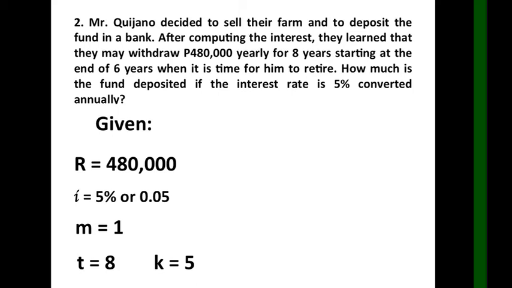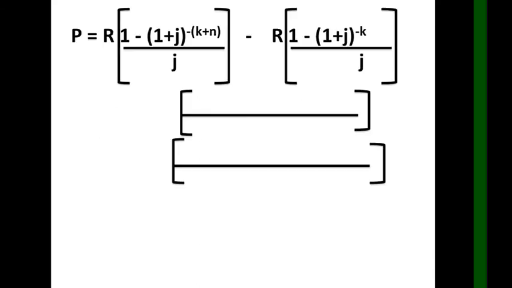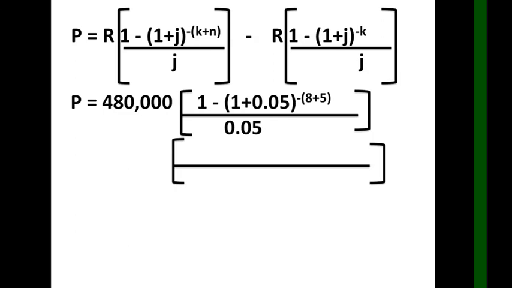Again, we will count 6 numbers on our hands, right? So, we will start at 0, 0, 1, 2, 3, 4, and 5. So, we have 5 periods of deferral. The N is equal to 8. For the J, 0.05 divided by 1, and that is equal to 0.05. Now, let's put it in the formula. So, we have this. Okay.